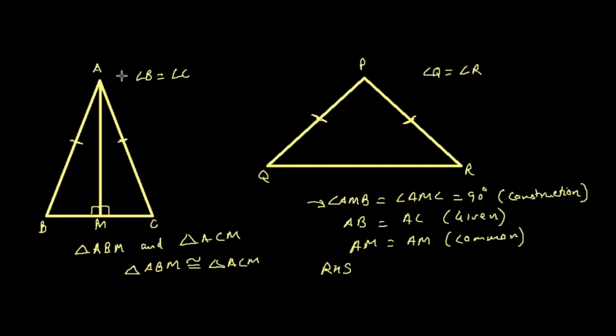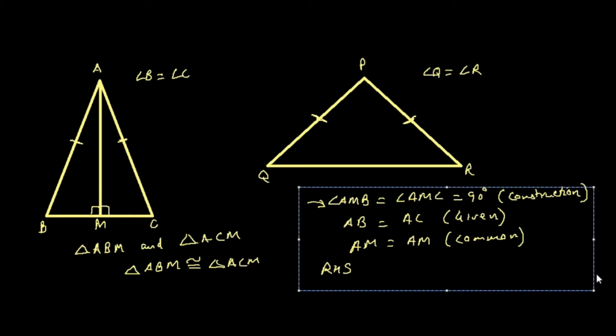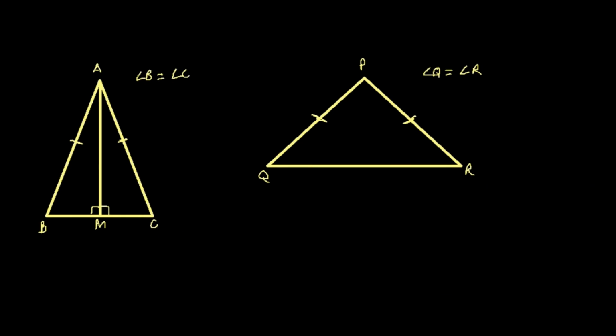Now let's prove it the other way also. So because I don't need this, let me remove this. So in the other triangle, we are going to do things a little differently. What we are going to do is we are not going to drop a perpendicular now. We are going to take an angle bisector of angle QPR. So angle QPR, we are going to bisect that angle.